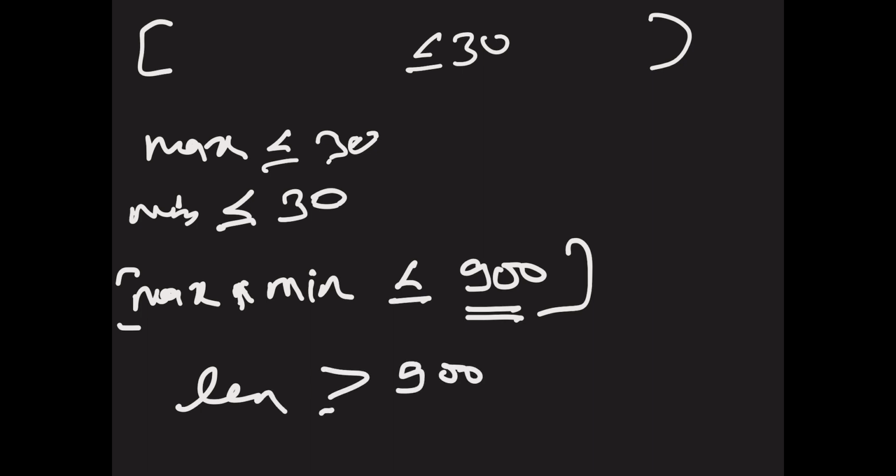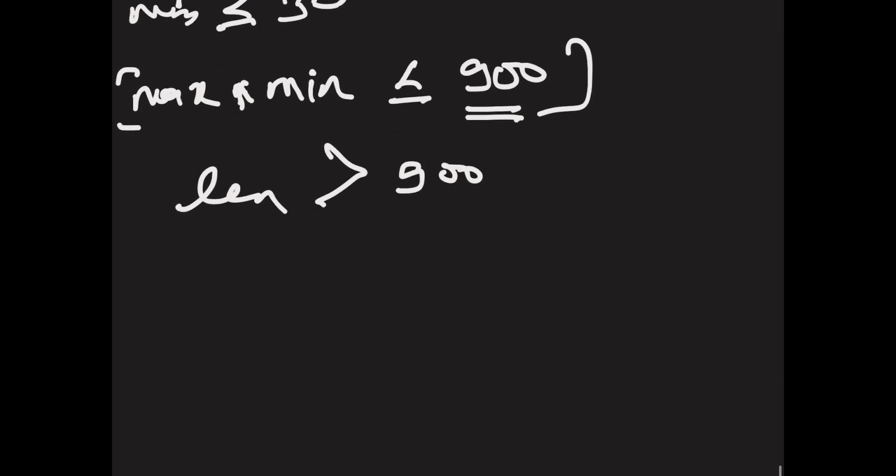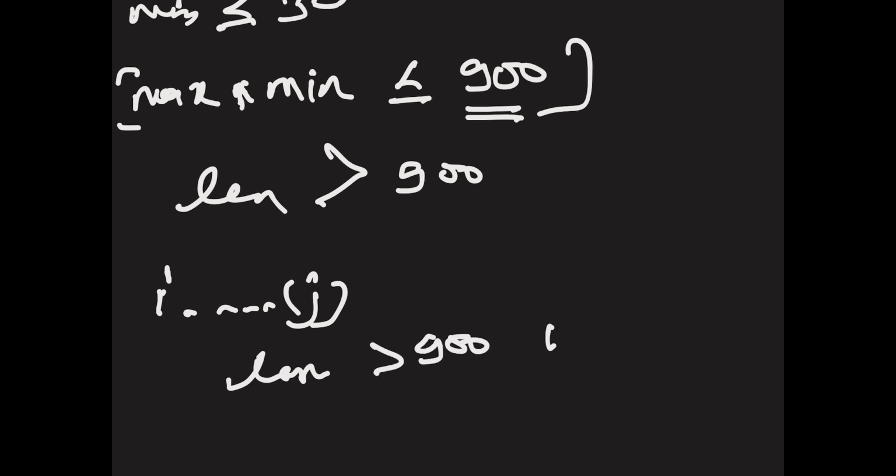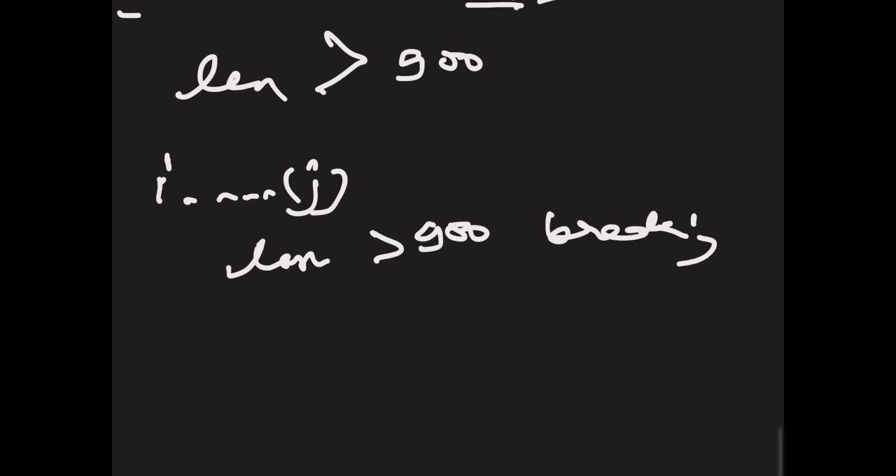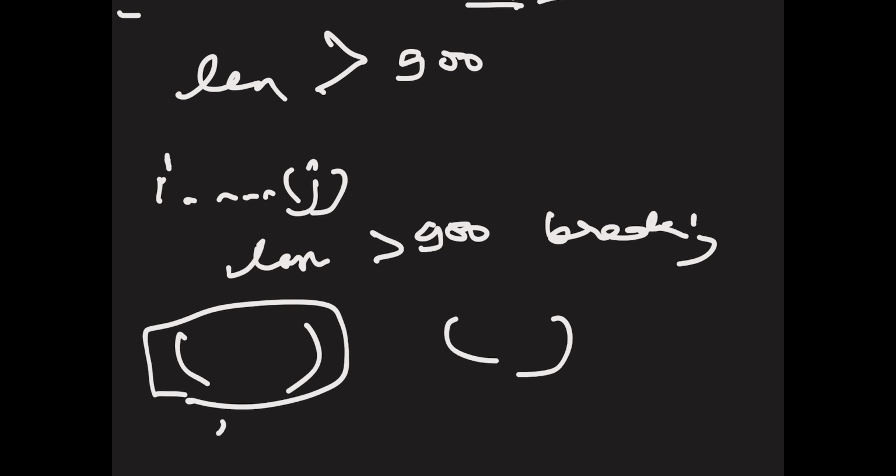We should only look for lengths which are less than or equal to 900. So this is the very big hint. Whenever we choose an i and we are traversing for all j's, whenever we reach a situation in which the length exceeds 900, we'll break out of the loop, because we want to divide a number by another number, and this number can never exceed 900.